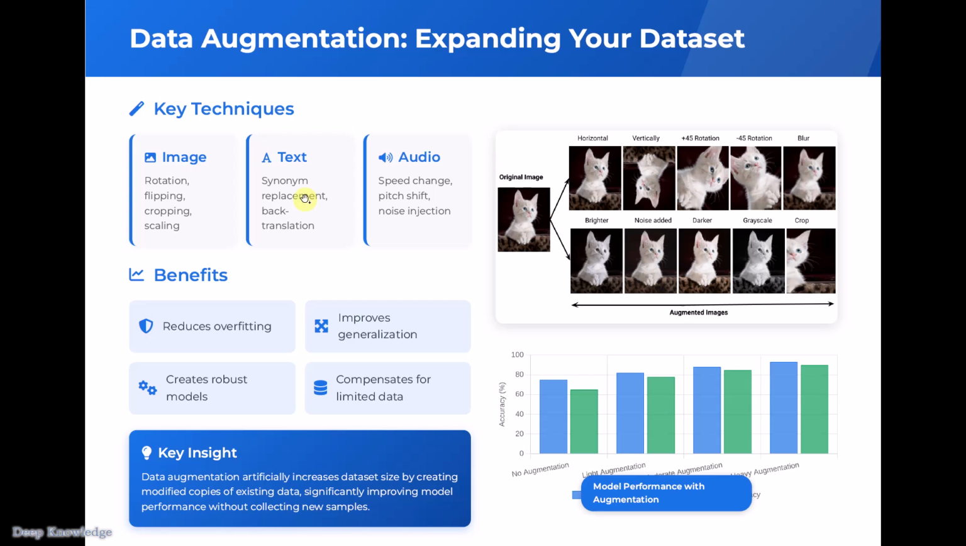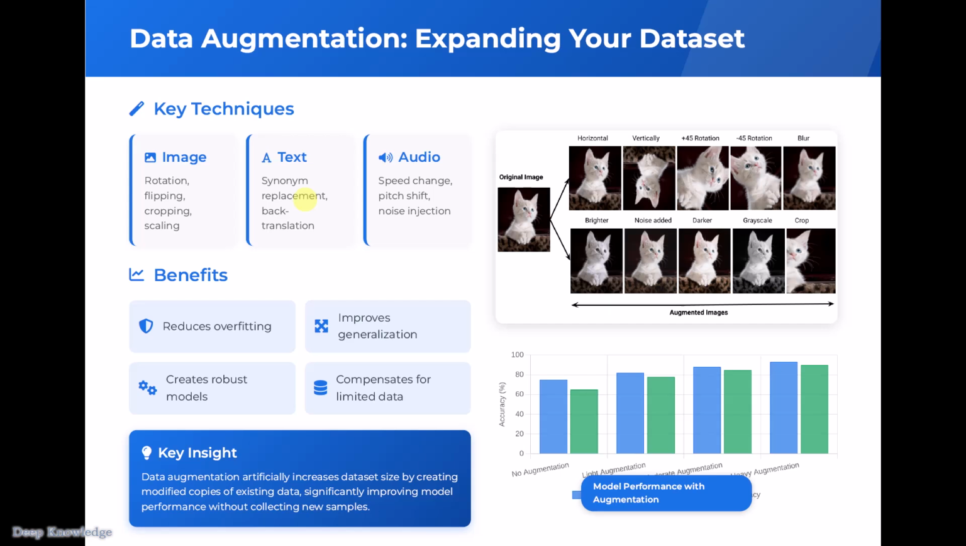Sometimes you have a small data set, but you still would like to use, for instance, deep learning to predict and work on your data. The solution here is data augmentation, your magic tool. So why do we need to use it? Because deep learning models crave data, but collecting and labeling is expensive.